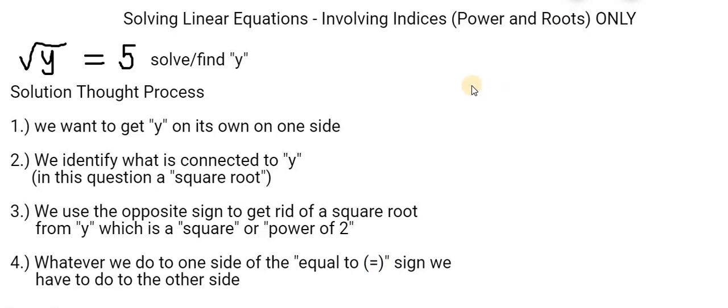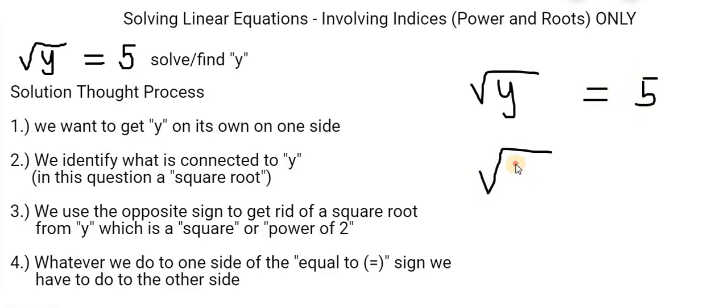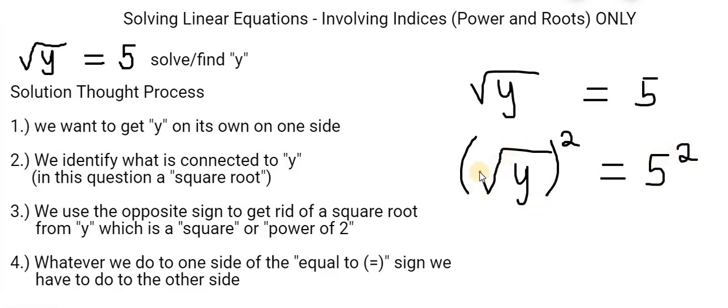So if I was to put that into math, I have square root of y equals 5. So I want to get rid of the square root. Square root of y, put that in a bracket and do that. On the right, because I've done it to the left, I've got to do it to the right as well. And so square root of y to the power of 2, that's just y. And 5 squared, that's 5 times 5, which is just 25. So final answer, y is equal to 25.